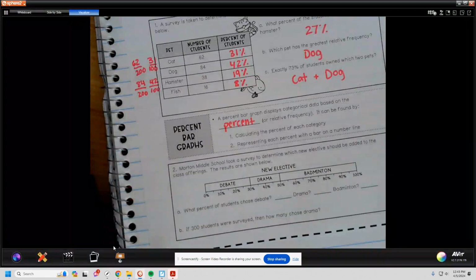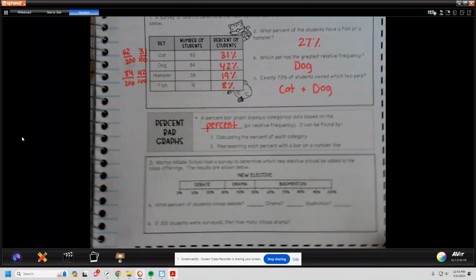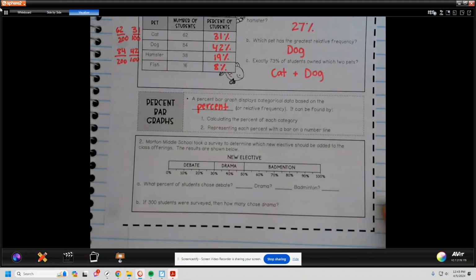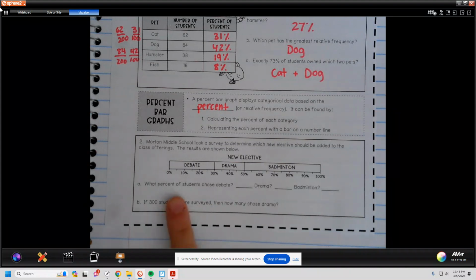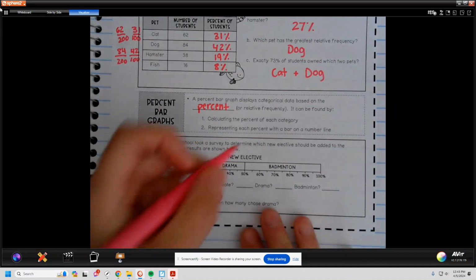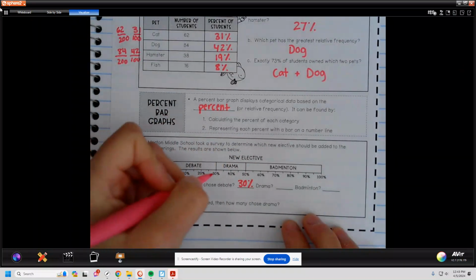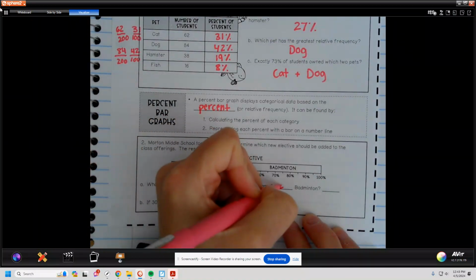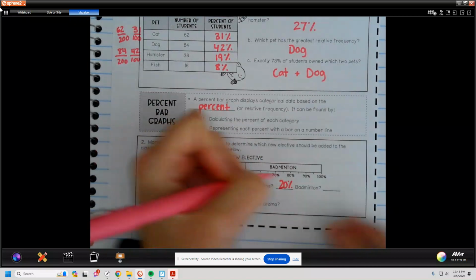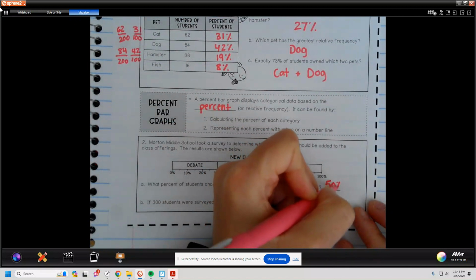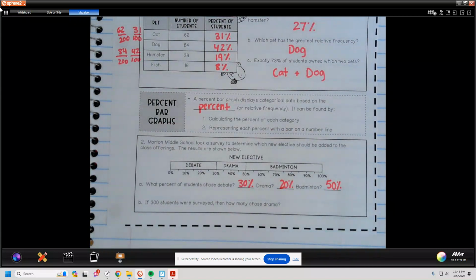Let's check out this example. The middle school took a survey to determine which new elective should be added. So this is pretty easy to read. What percent chose debate? That looks like exactly 30%. What percent chose drama? That looks like 20%. And the other 50% chose badminton. If 300 students were surveyed, then how many chose drama?